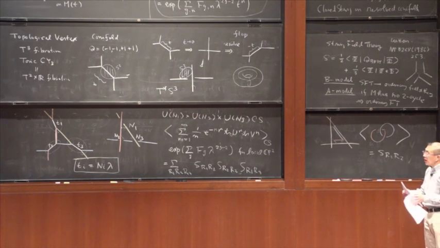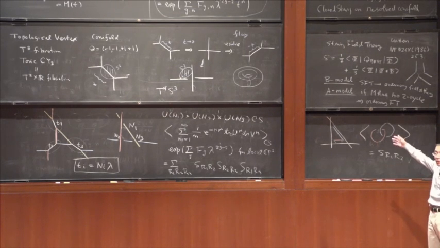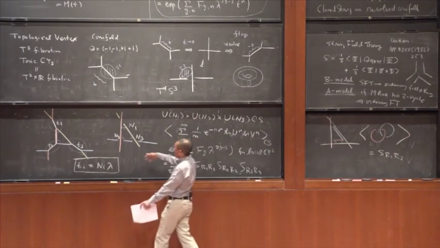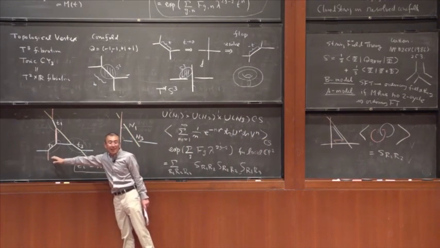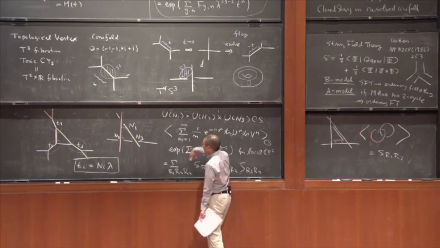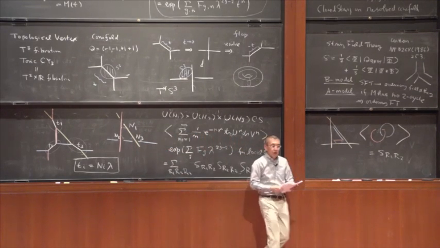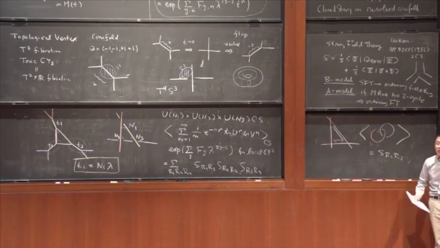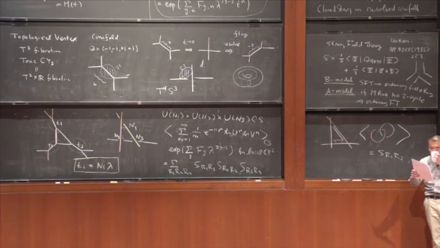And you can do this exercise for any toric Calabi-Yau. Whenever you have a toric diagram, you can always add and subtract these additional edges, lift everything, recombine that, and reduce the computation to the computation of Chern-Simons gauge theory. So that's the method of the topological vertex.